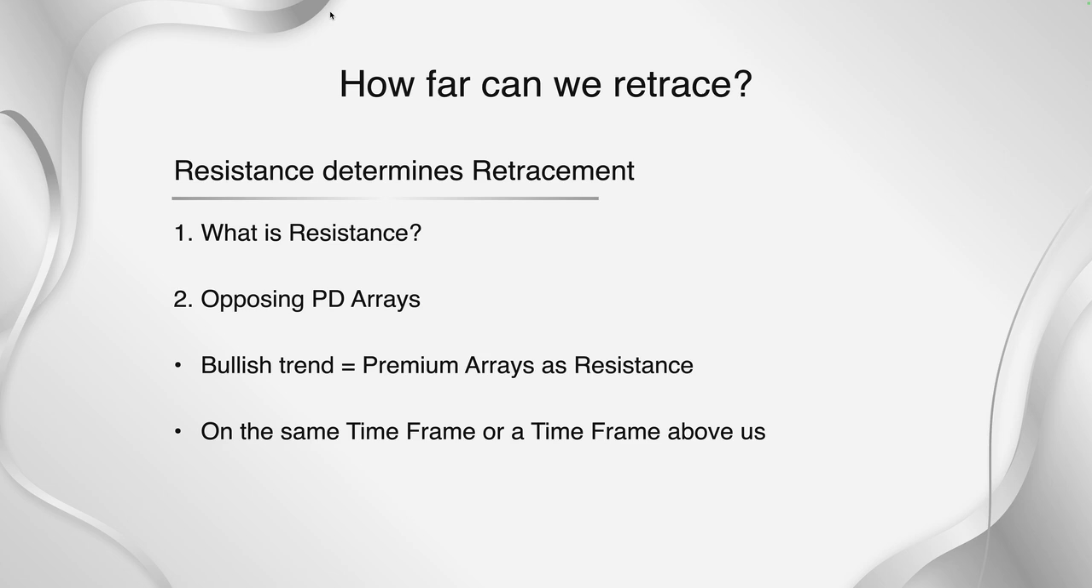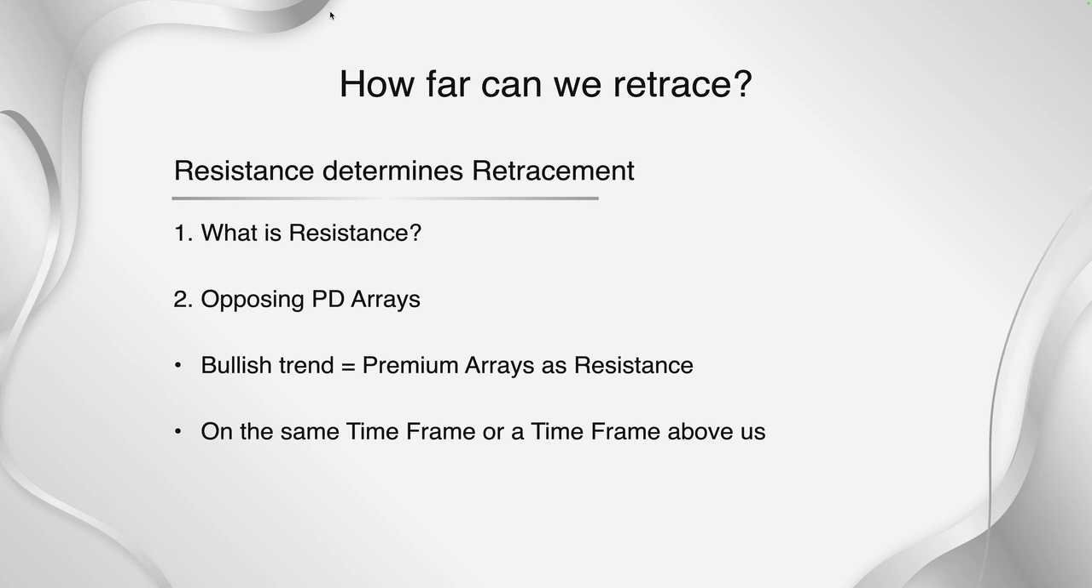How far can we retrace? So resistance determines the retracement. What is that resistance then? That resistance is opposing PD arrays. What are those opposing PD arrays? Well, if we have a bullish trend and we have discount arrays holding, then the opposing PD arrays are premium arrays. So premium arrays are in that case the resistance.